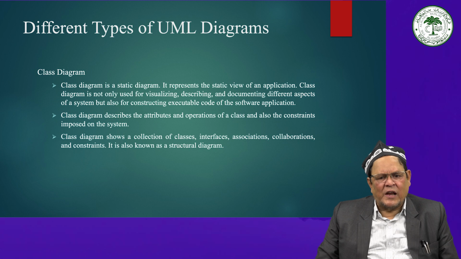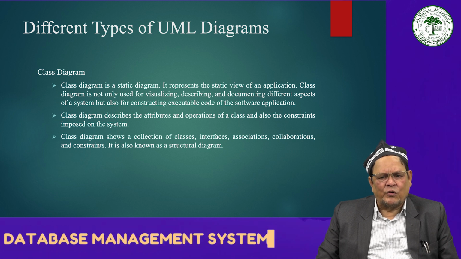Class diagram describes the attributes and operations of a class and also the constraint imposed on the system. The class diagrams are widely used in modeling of object-oriented systems because they are the only UML diagrams which can be mapped directly with the object-oriented language. Class diagram shows a collection of classes, interfaces, associations, collaborations, and constraints. It is also known as a structure diagram.